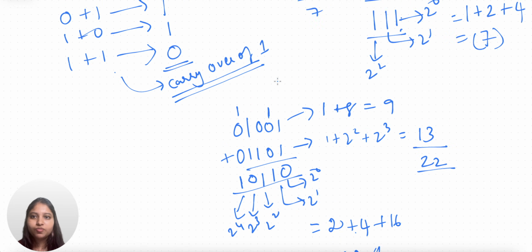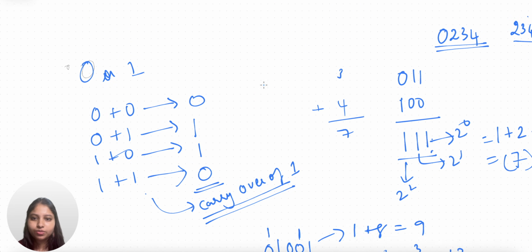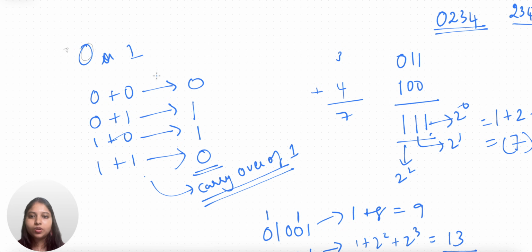So for binary addition, all we need to know is just these rules. If you add 0 plus 0, it's going to be 0. 0 plus 1 and 1 plus 0 both are going to yield 1. But whenever you see a 1 plus 1 combination, there is going to be a carryover. 1 plus 1 is basically 0, the result is 0 plus a carryover of 1 to the next value.